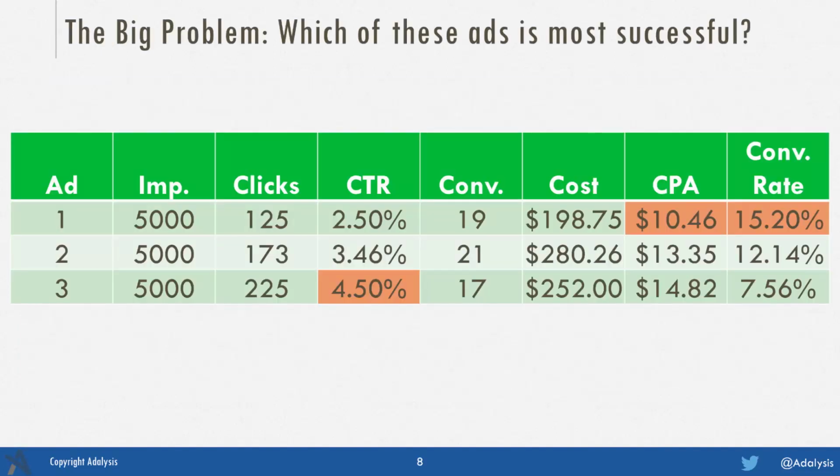So when we look at these metrics, here's sort of the problem, right? We have one ad, winner by CPA and conversion rate, a different ad, winner by click-through rate. So what's better, a high click-through rate ad with a lower conversion rate, or a lower click-through rate ad with a higher conversion rate? And so that's what we want to really address with some additional ad metrics we can use.